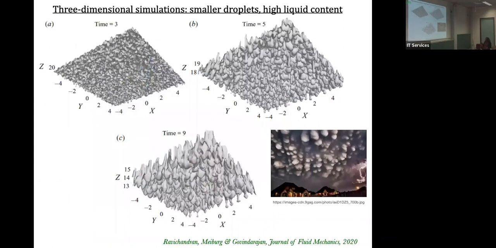Okay, so these are with smaller droplets but high liquid water content, and you can see that initially it all looks very rough, but with time it kind of organizes into lobes. Although these lobes are not as beautiful as in the big droplet case, you still see some lobe structure, and some of the irregular appearances of Mammatus look like this visually. That's the only thing we can say right now.